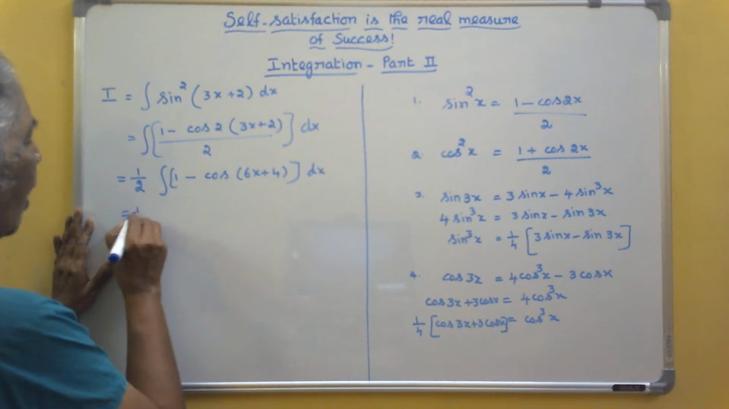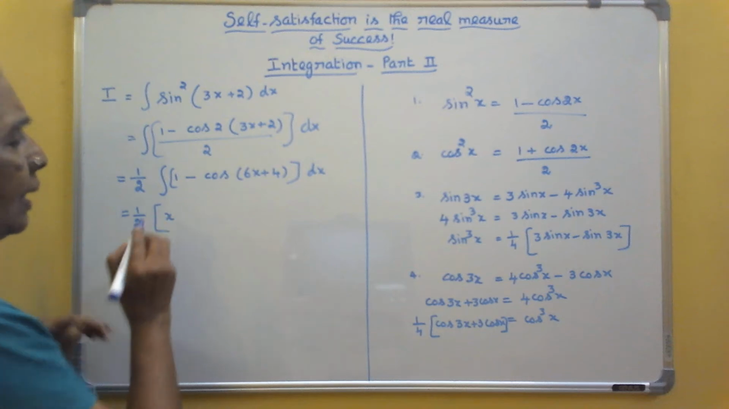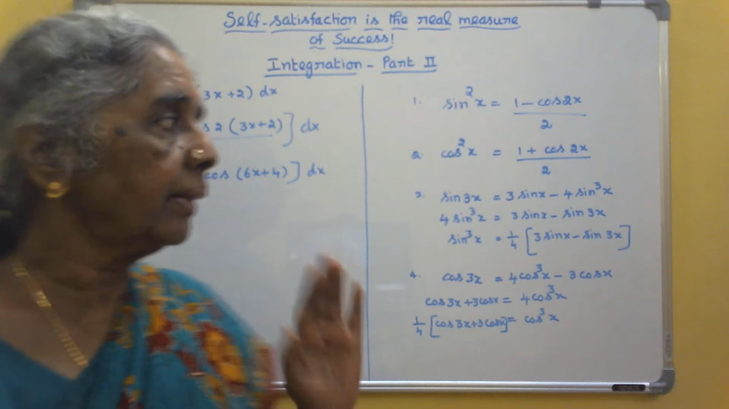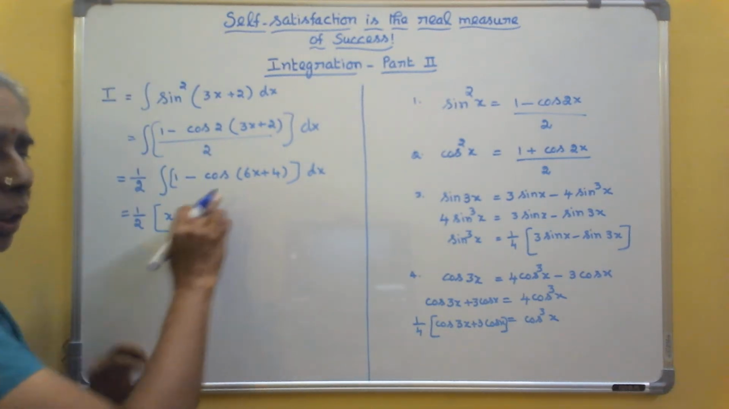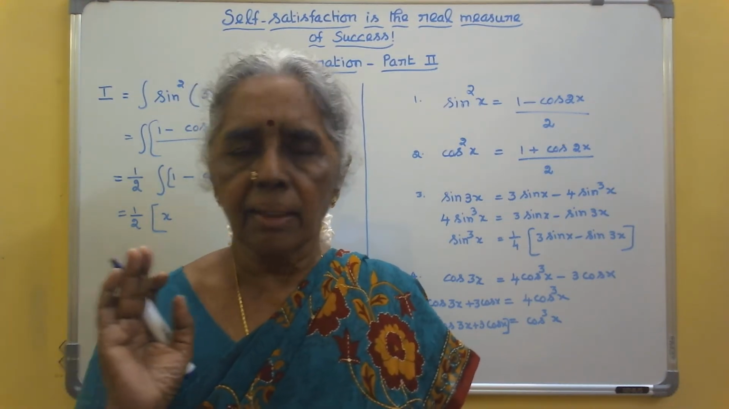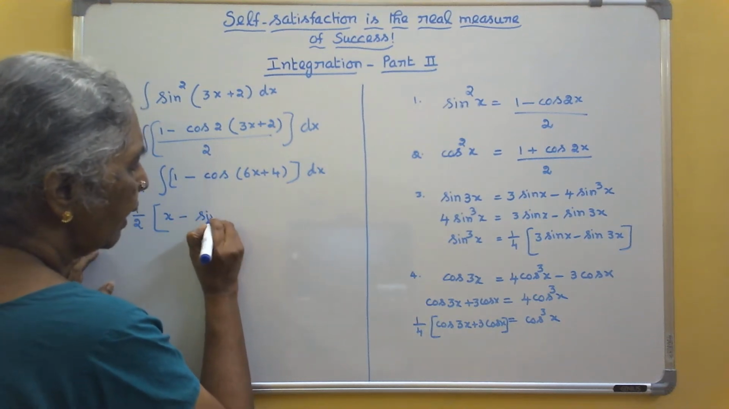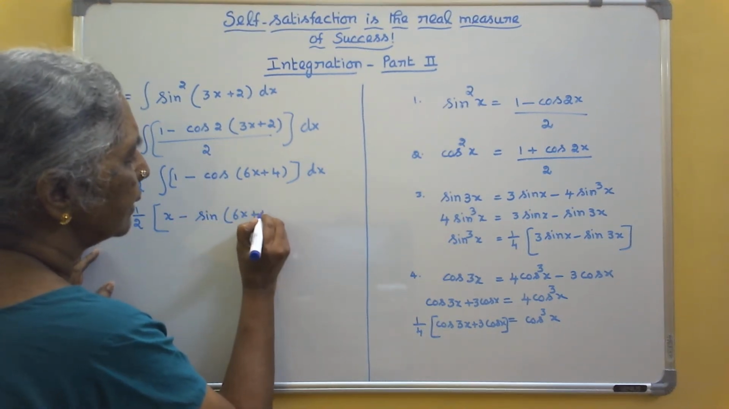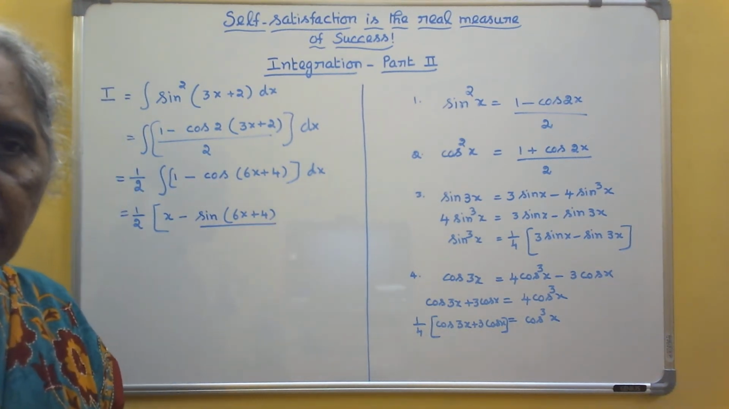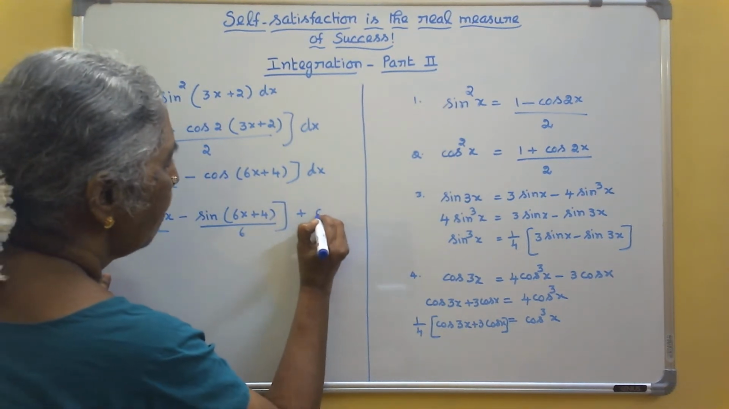So, here this half you write as it is, put a bracket. For this 1, you know it will be x, is it? 1x. You remember any constant I told you, there will be 1x. Then, for this term, you know integral cos x dx is sin x, isn't it? So, there is already a minus sign, put that first. Then, sin, in the place of x you get 6x plus 4 by, what is the coefficient of x there? 6. So, write by 6, close the bracket, plus c.